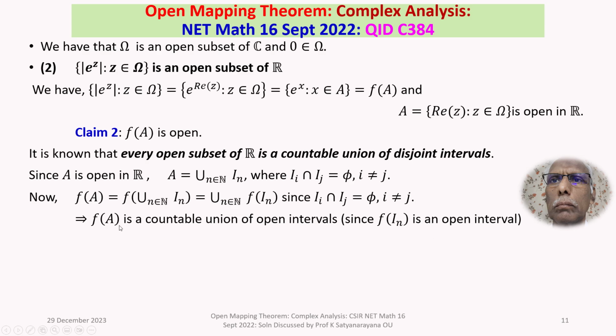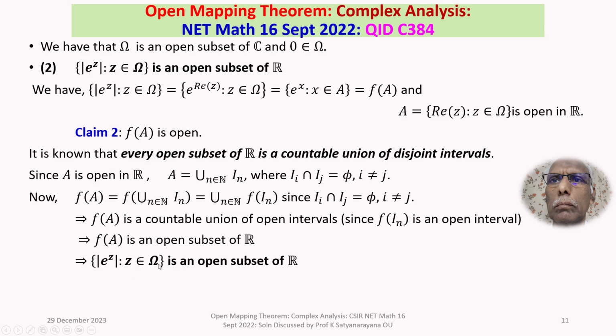Therefore, f of A is an open subset of R. So what is f of A? The set consisting of mod of e power z, z belongs to omega, is an open subset. Thus we have proved that option 2 is also true. So summarizing all the options, the answer to this question is options 1, 2 and 3, and option 4 was not true.